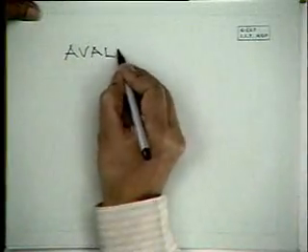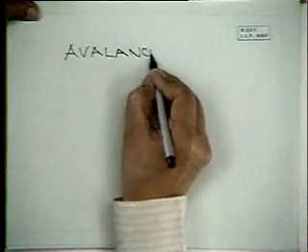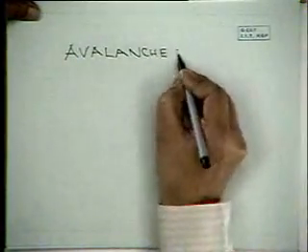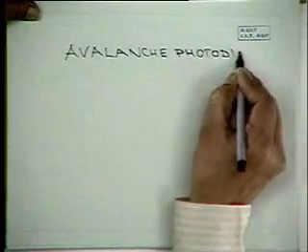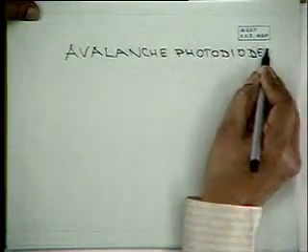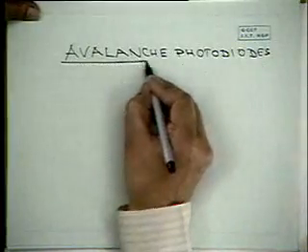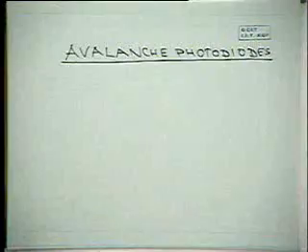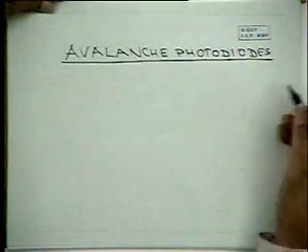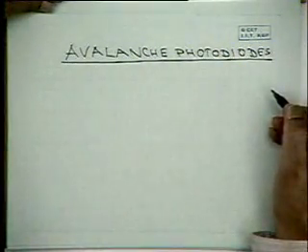Avalanche photodiodes, as I mentioned, work at slightly higher reverse bias voltages, so they result in gain. You can get multiplication of carriers, and due to the random nature of this multiplication, one has excess noise.